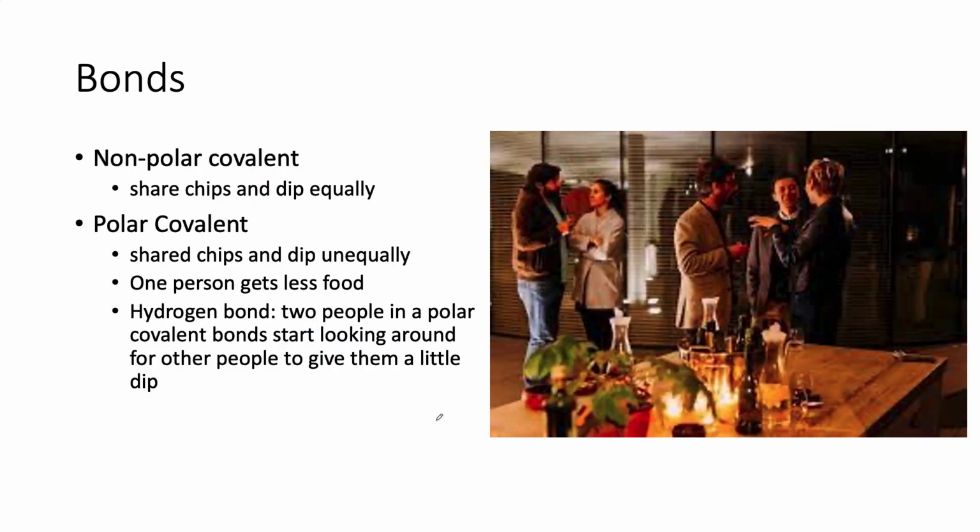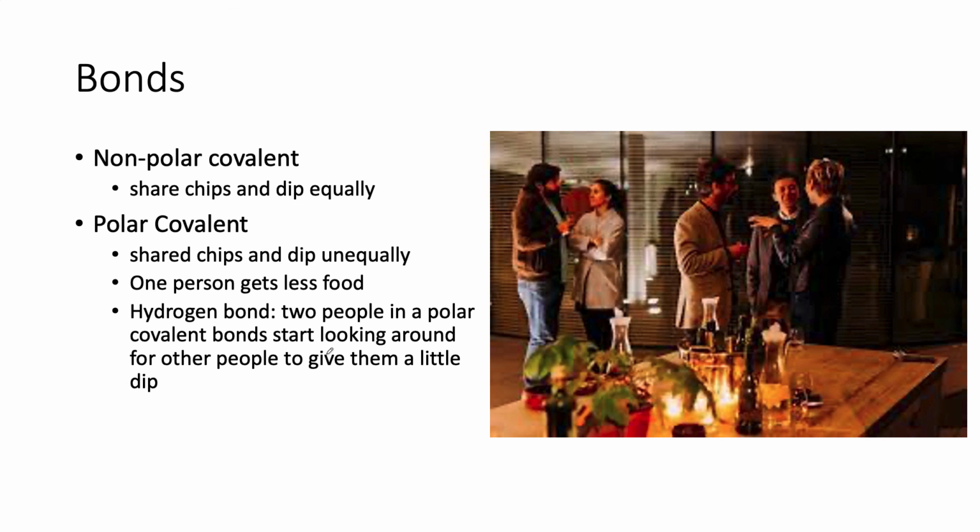Going back to our original analogy of the cocktail party, we have our non-polar covalent bond, where people are sharing the chips and the dips equally. You have the polar covalent bond, where one person is hogging all the chips and the dip, sharing a little bit, but really eating a lot more of the chips and dips than anybody else is. This can sometimes result in those hydrogen bonds I was talking about, where the person who's sharing with me isn't really getting enough, and so maybe they're looking around and seeing who else they're attracted to.